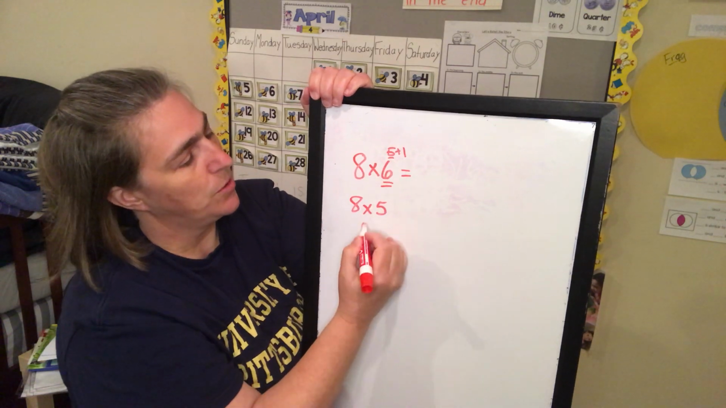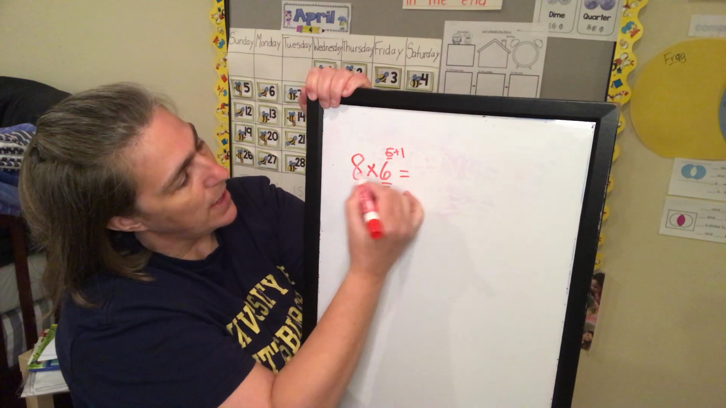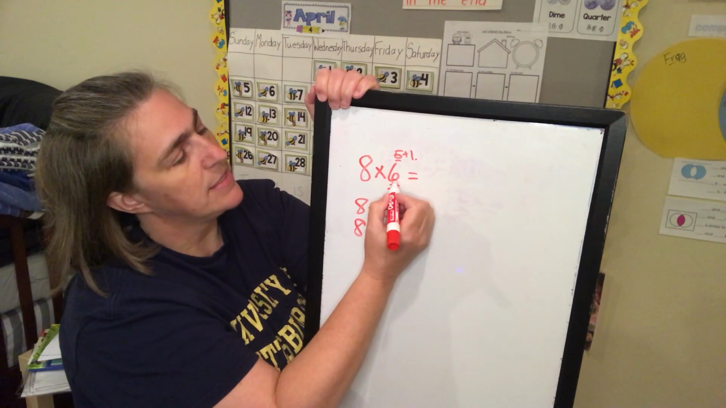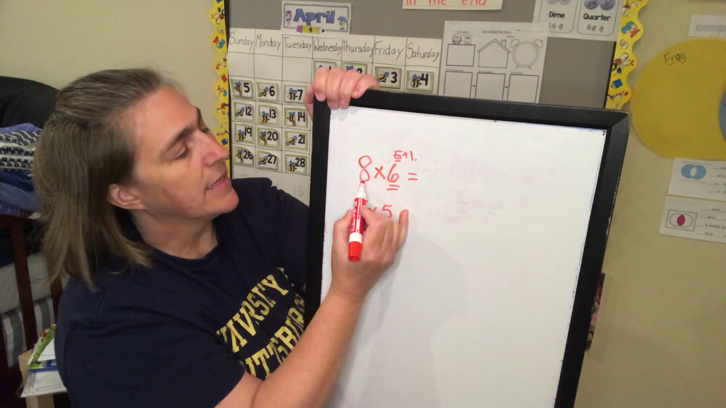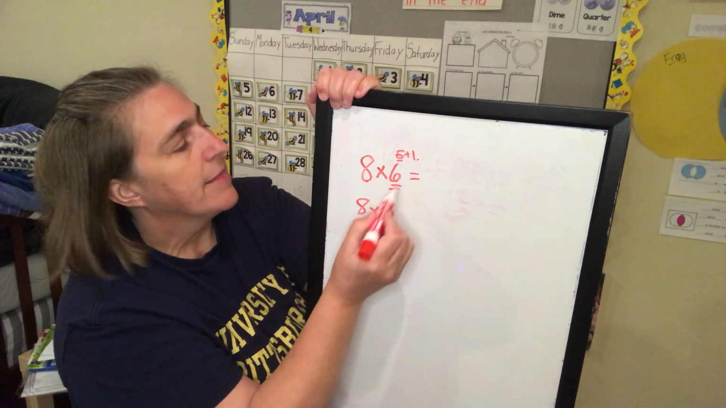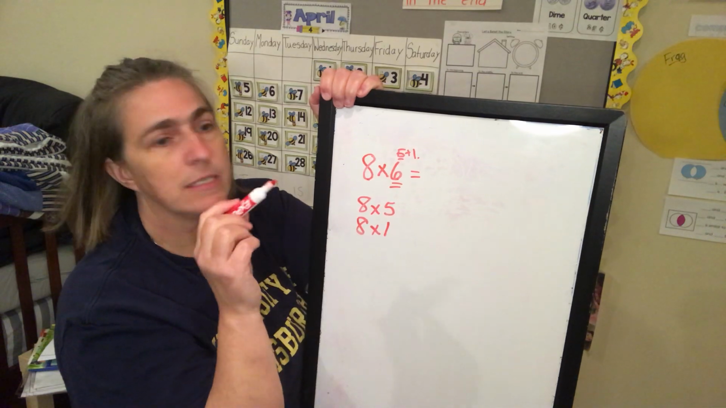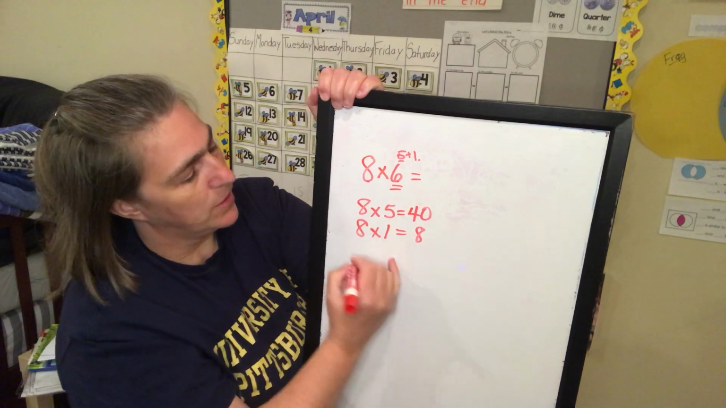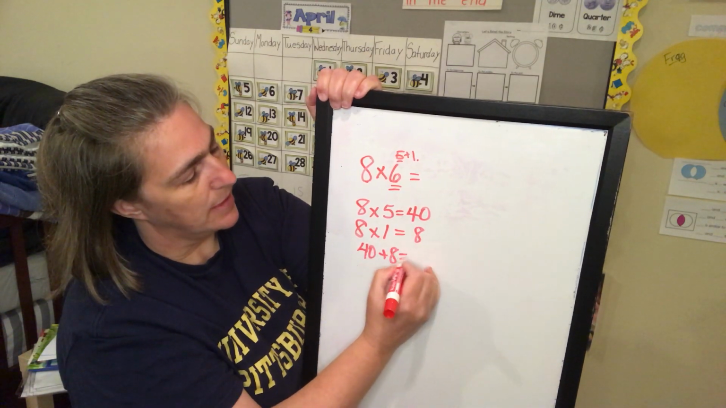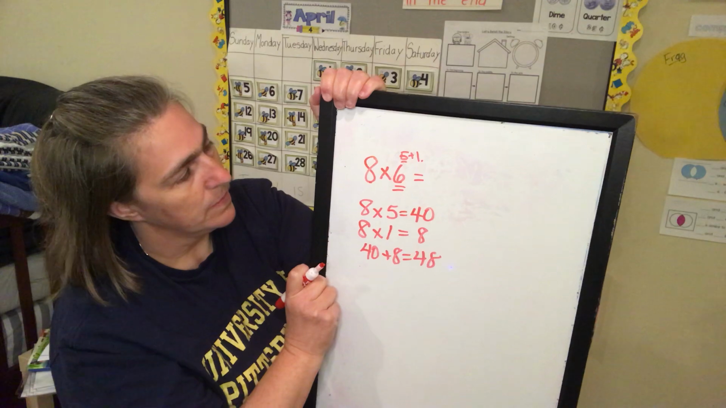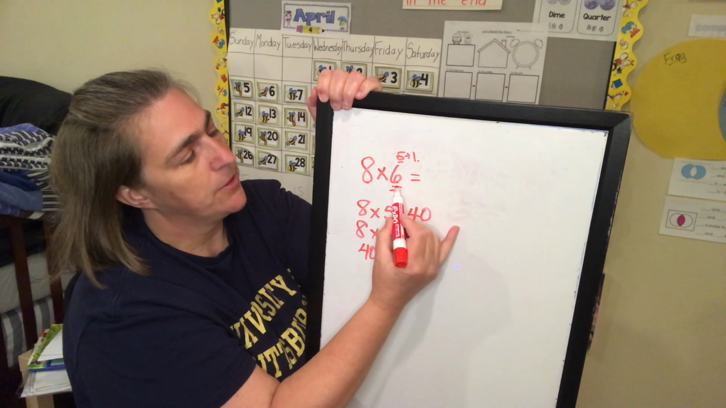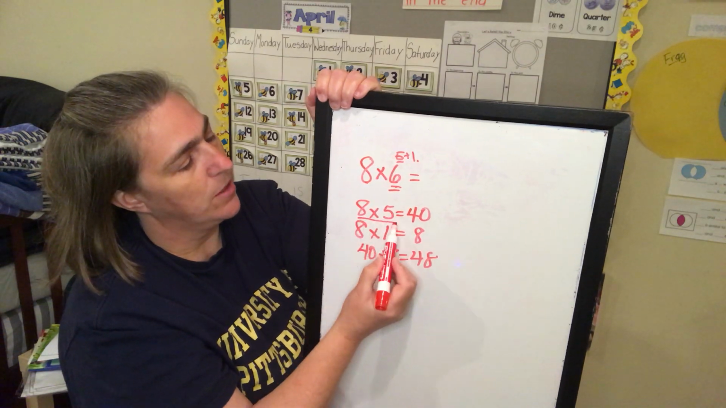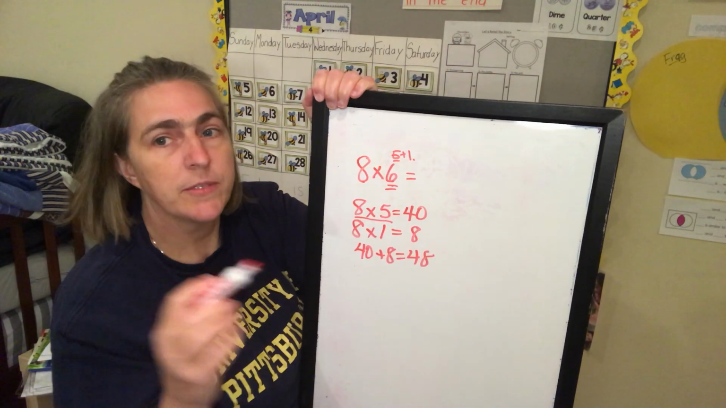And I do know 8 times 1. So all I'm doing is breaking this down into 5 plus 1 and kind of distributing my 8 through it. This is the strategy that we're going to use when we get to double-digit multiplication. So 8 times 5 is 40, 8 times 1 is 8, 40 plus 8 is 48. All we did was decompose this into 5 plus 1, and then we used a fact we know, 8 times 5, and added one more set of 8.